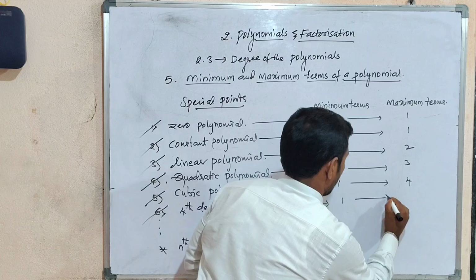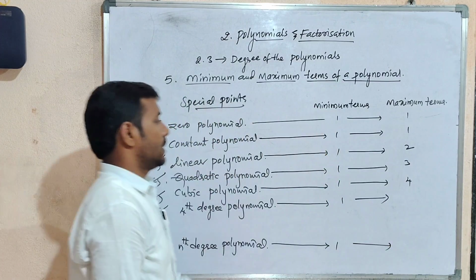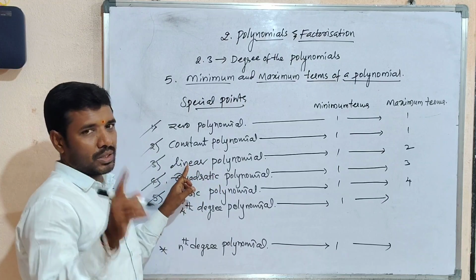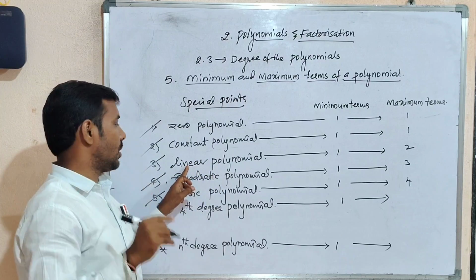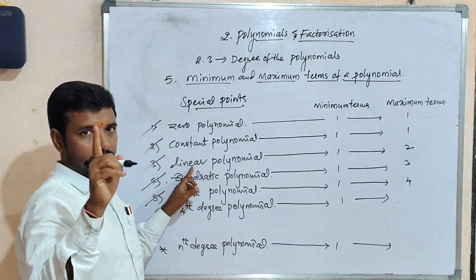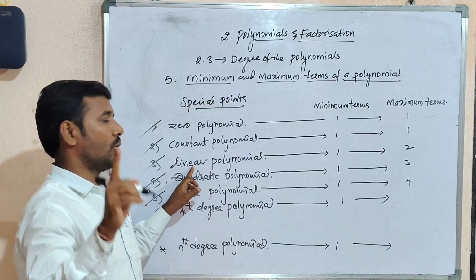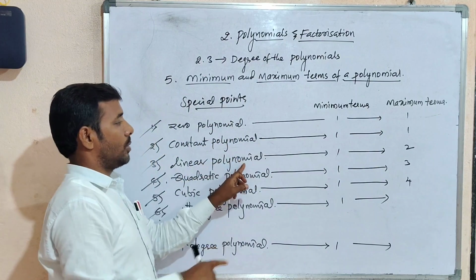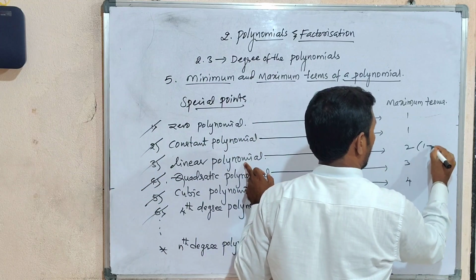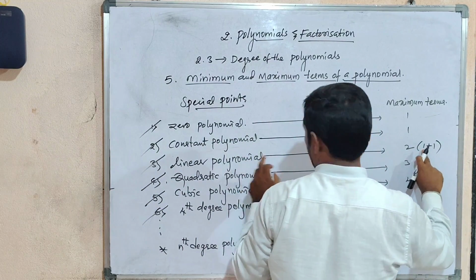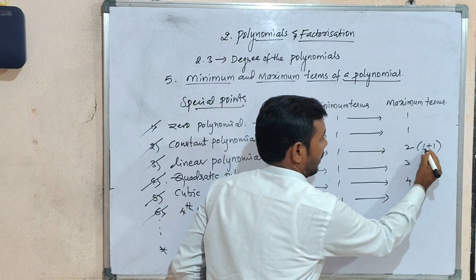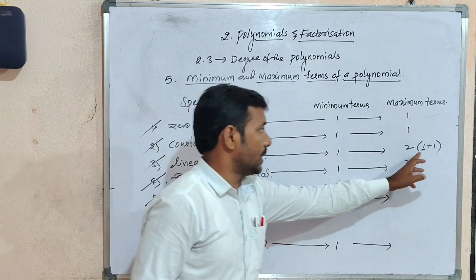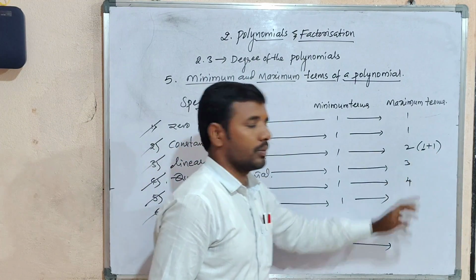But how to list out the maximum? A small technique, observe carefully. Linear polynomial: linear in a sense is one degree of the polynomial, so we can treat linear as a 1 degree polynomial. Here 1 is important to me. So in this, how many maximum terms are there in a linear polynomial? 2. Nothing but I want to write 1 plus 1. This first 1 indicates the degree of the polynomial. Plus 1 however comes. So 1 plus 1, the answer is 2.